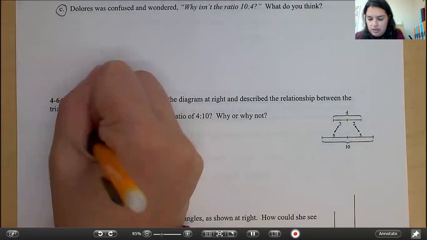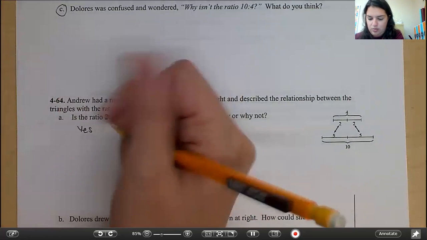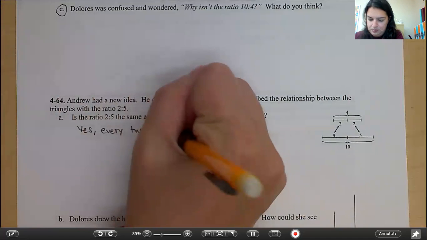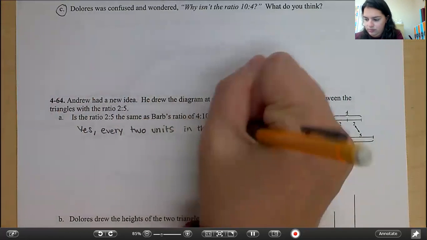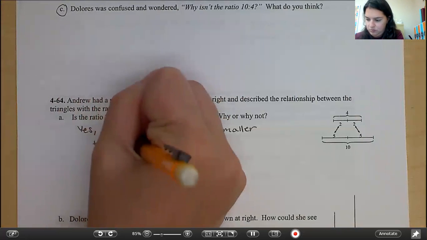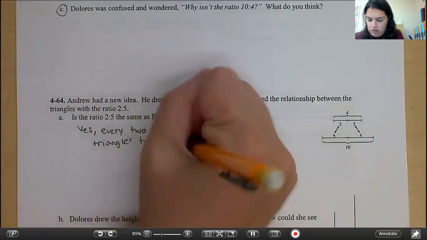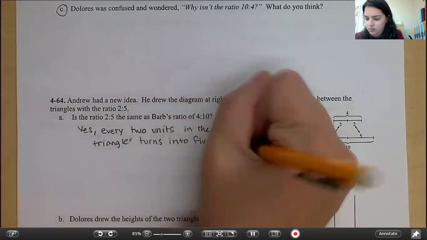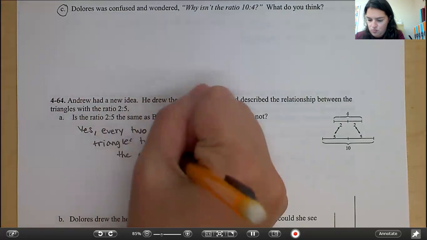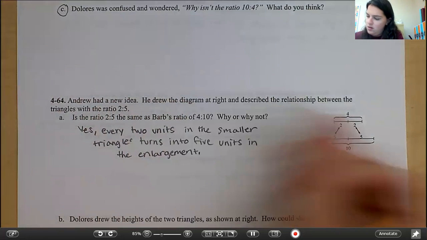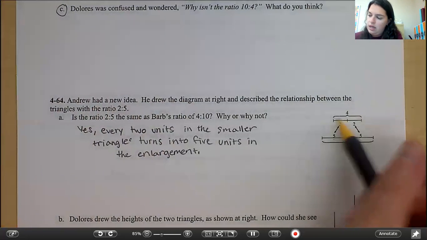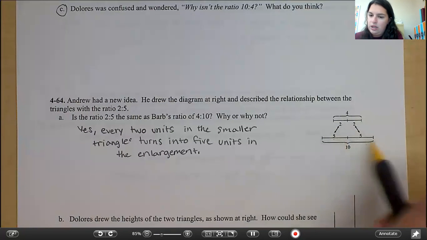You should have said that yes, it is the same as Barb's ratio, because every 2 units in the smaller triangle turns into 5 units in the enlargement. So it's saying 2 units turns into 5 is what that's saying. If this whole length of the small is 4, then the whole length of the bigger side is 10.